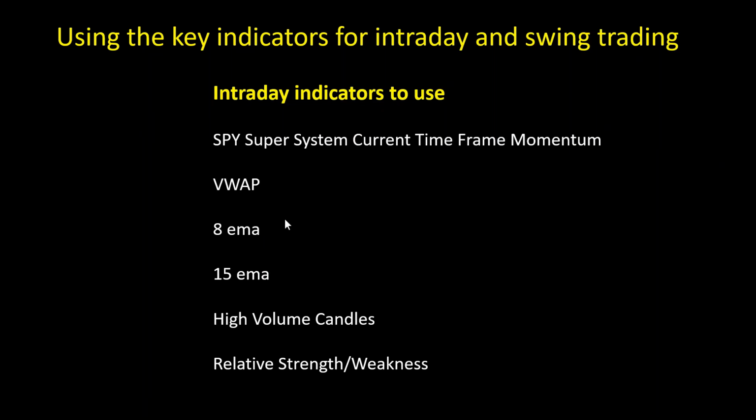UMCAT trades, SPY Super System trades, even any kind of short-term trade, where you may be in for 2 or 3 hours or something, on Tesla for a long or Microsoft for a short. You're going to be using these indicators right here. This is the whole array that you're going to use.